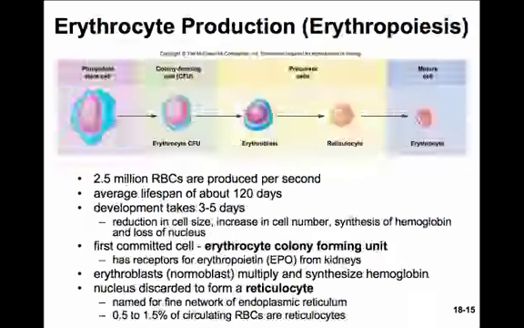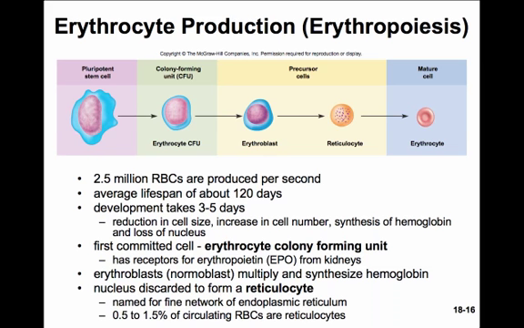Now, 2.5 million red blood cells are produced every second. The average lifespan of a red blood cell is about 120 days, and their development takes 3 to 5 days. What happens is they have a reduction in cell size, and then an increase in cell number through mitosis, and then they'll synthesize the hemoglobin and lose the nucleus. That series of developmental steps can be viewed here in the figure above.